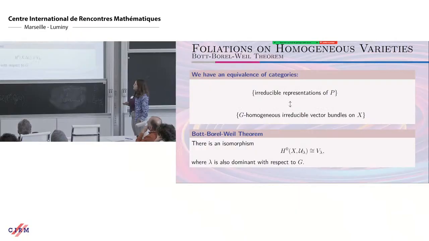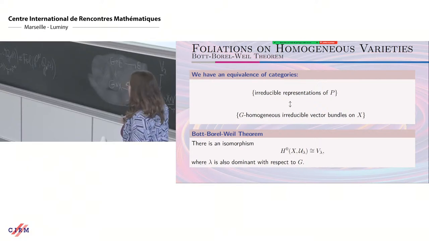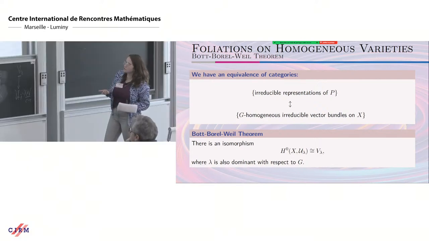This is a theorem due to Borel-Weil-Bott that helps a lot in this theory of foliations on homogeneous varieties. It says the following: the global sections of this vector bundle with highest weight lambda is isomorphic to the representation with highest weight lambda, where lambda is also dominant with respect to G. So this is a very useful theorem.